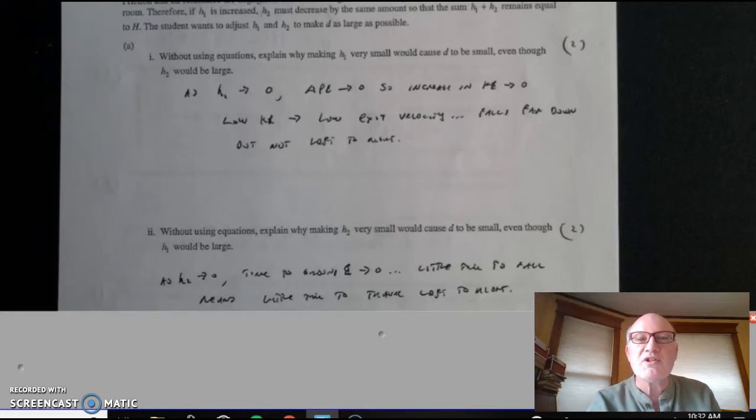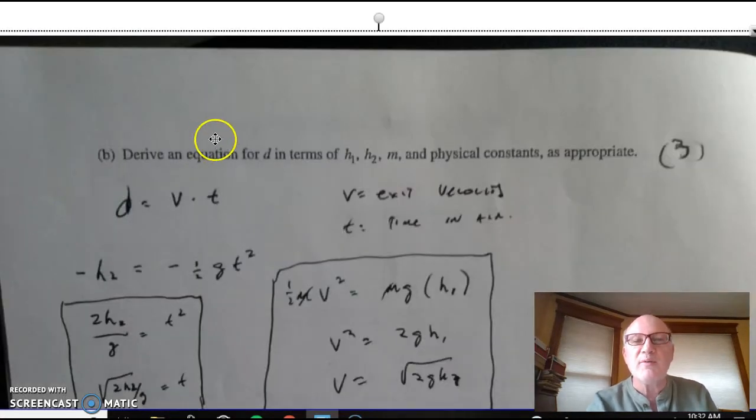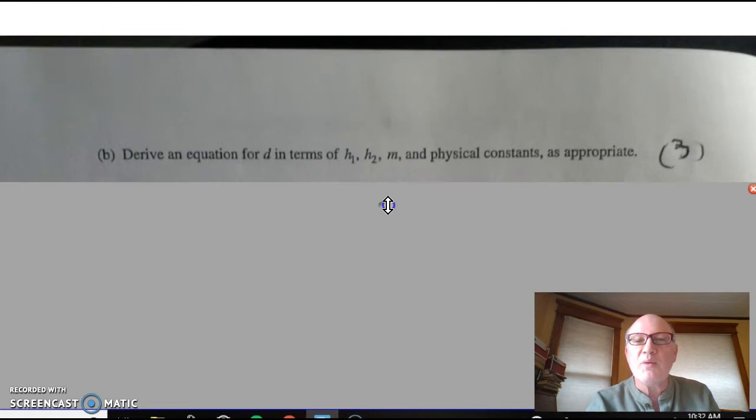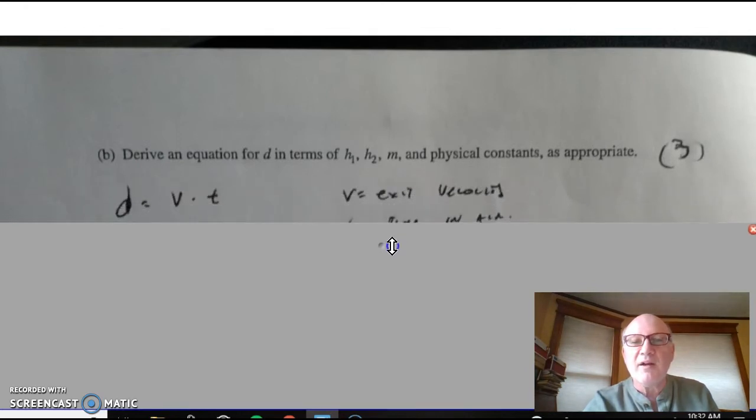Let's go right on to question 3 here, or the next part, okay? It says to derive an equation, let me just pull this down here. Derive an equation for D in terms of H1, H2, M, and the physical constants as appropriate. So again, like in the last question, can we come up with something that would generally solve this problem? So I started by thinking about this here, where this distance D, that horizontal distance they defined, would be velocity times time. It's a horizontal velocity, so it won't be changing. And the time, which is going to be governed by gravity, will be the time of the flight.